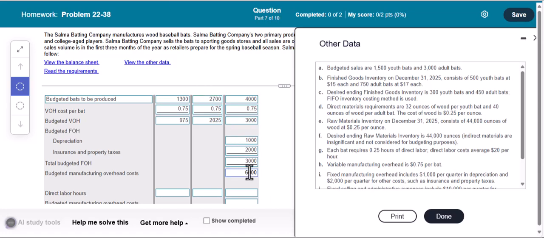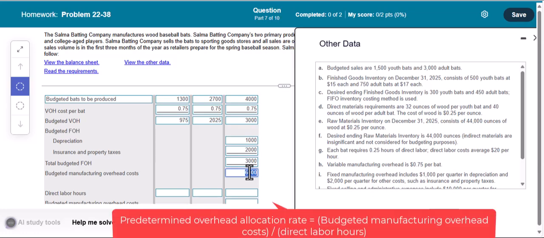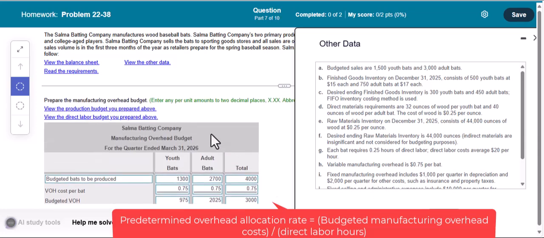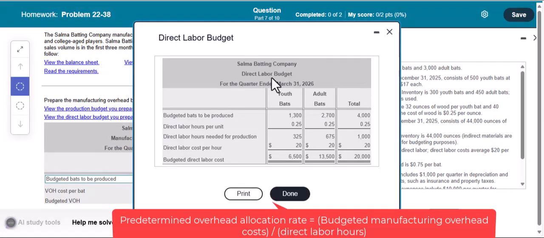So now remember, with these $6,000 for the budgeted manufacturing overhead costs, we need to calculate the predetermined overhead allocation rate so later we can figure out how much to allocate to each bat. So to calculate the predetermined overhead allocation rate, we have to calculate the total direct labor hours. So the direct labor hours can be found up here in the direct labor budget. We've already prepared that. That's the one right before this one, but we can also grab them from here. So we have the direct labor hours needed for production. That's that 325 for the youth bats and 675 for the adult bats for a total of 1,000.